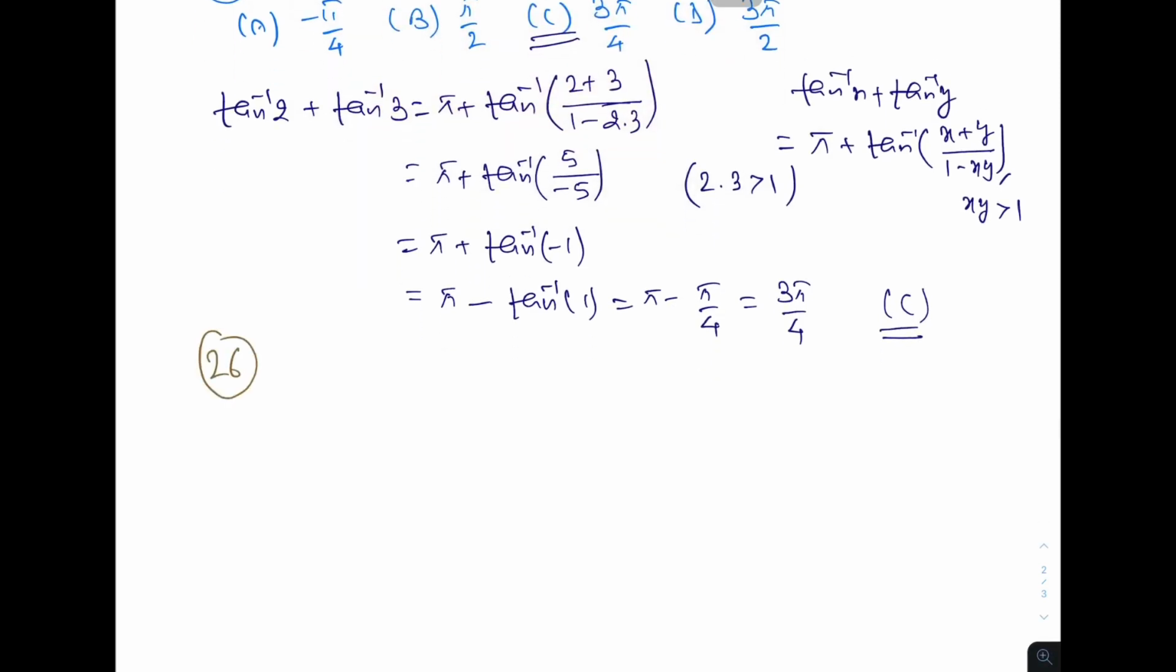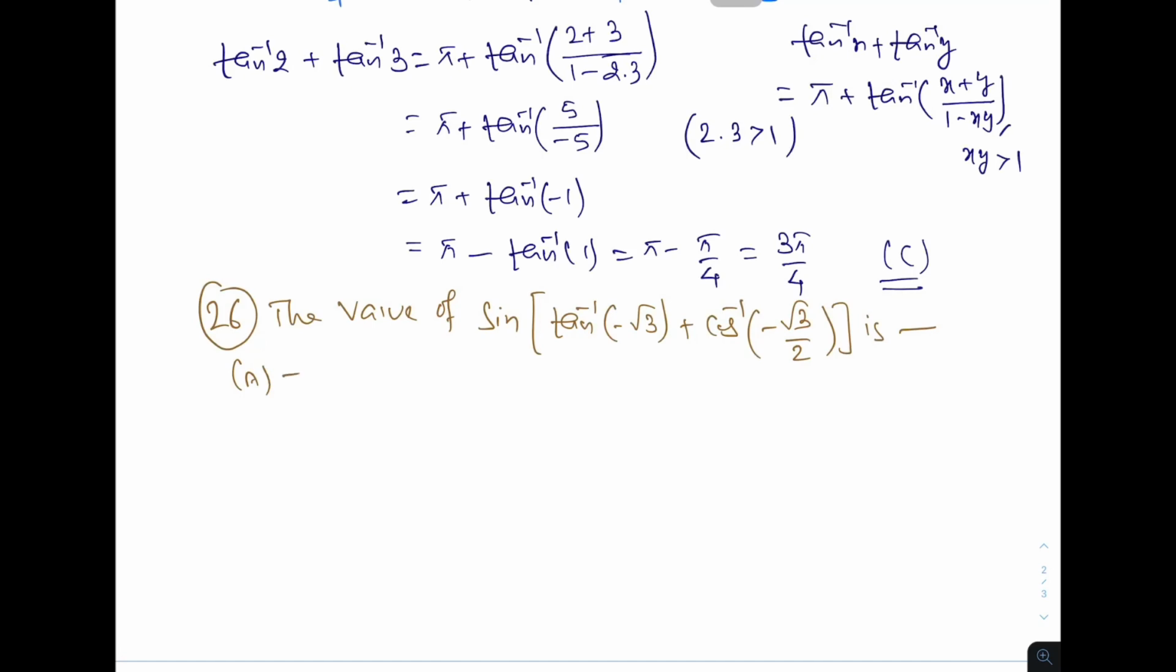Okay, let us take the value of sine of tan inverse minus root 3 plus cos inverse minus root 3 by 2 is blank. Options are minus 1, 0, 1 by 2, 1.